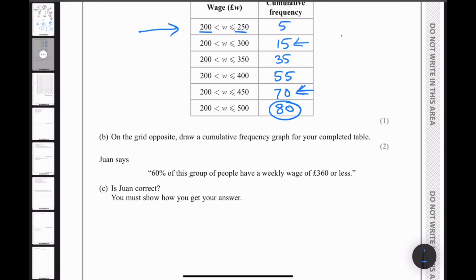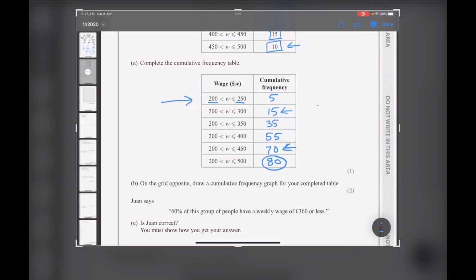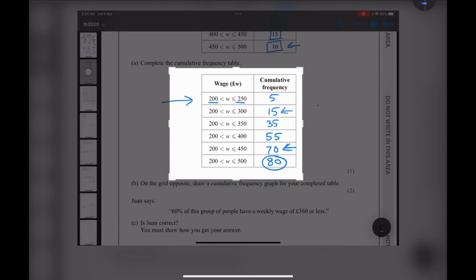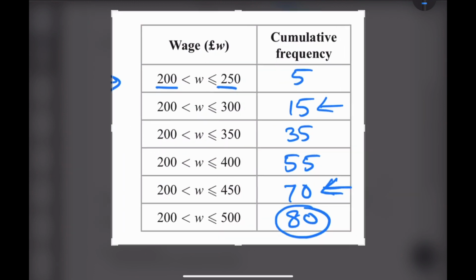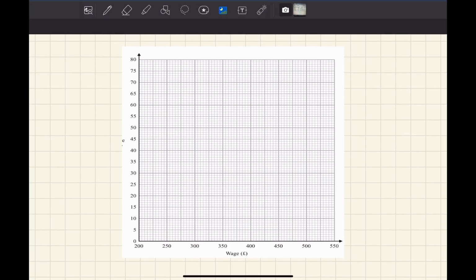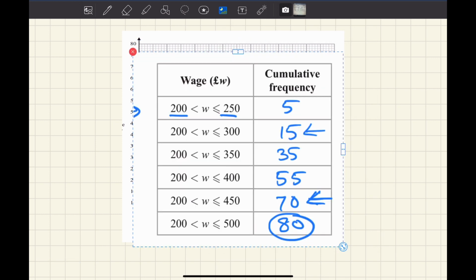It says 60% of this group of people have a weekly wage of 360 pounds or less. Is it correct or not? So let's draw its cumulative frequency graph and then let's see how it goes. So let me just take its picture, screenshot. So that's my cumulative frequency table. Alright, there you go. So over here, this is my cumulative frequency curve that I have. So I have to draw that table over here.